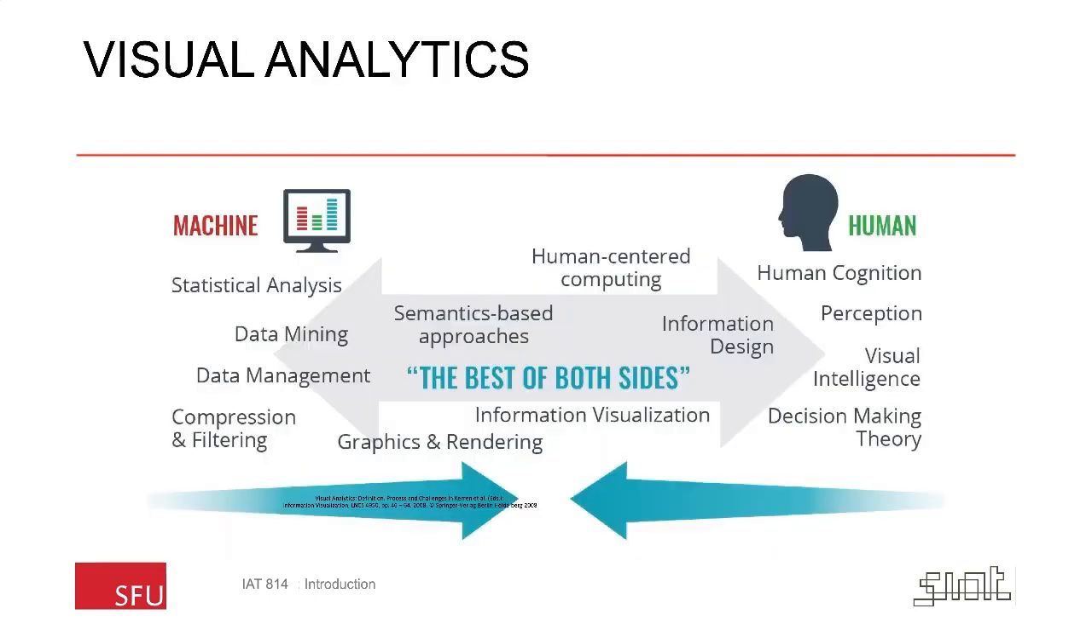So visual analytics, the idea behind visual analytics is to bring together the capabilities of the human on the right, human cognition, perception, visual intelligence, and decision-making theory, in collaboration with the machine's capabilities of doing statistical analysis, data mining, data management, and get the best of both sides, semantics-based approaches, information design, where you're really taking advantage of the human capabilities to be able to really drive what the machine is capable of doing with massive amounts of data.